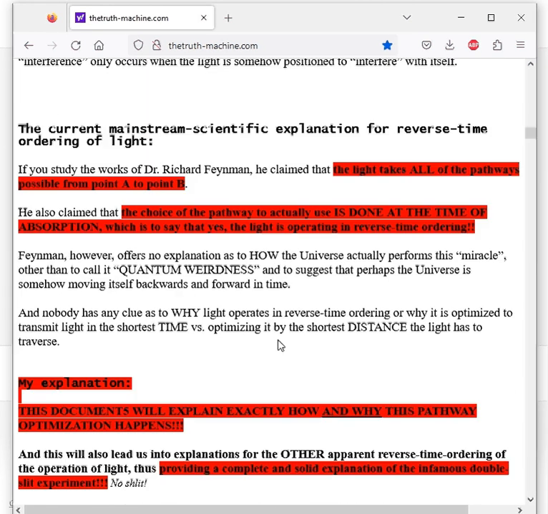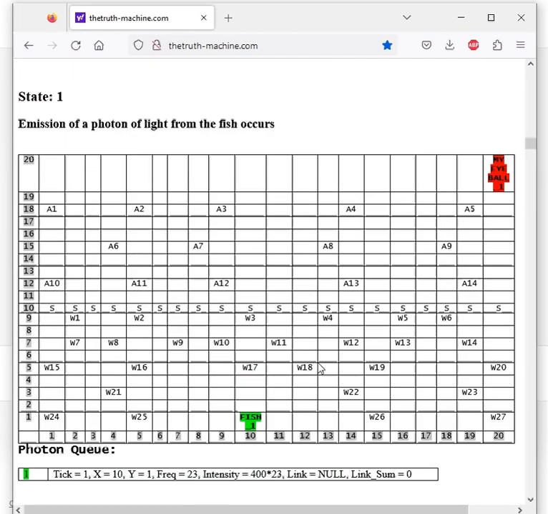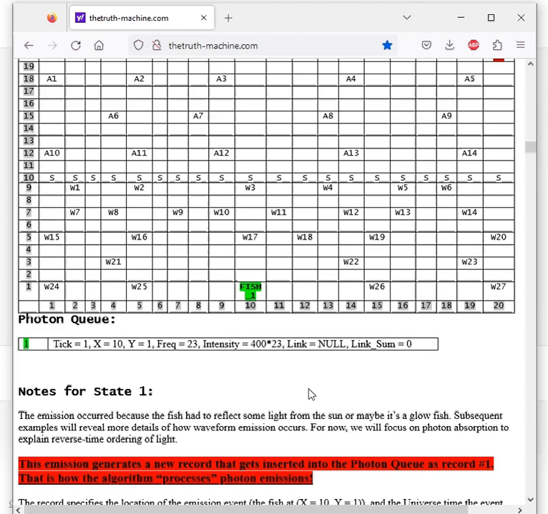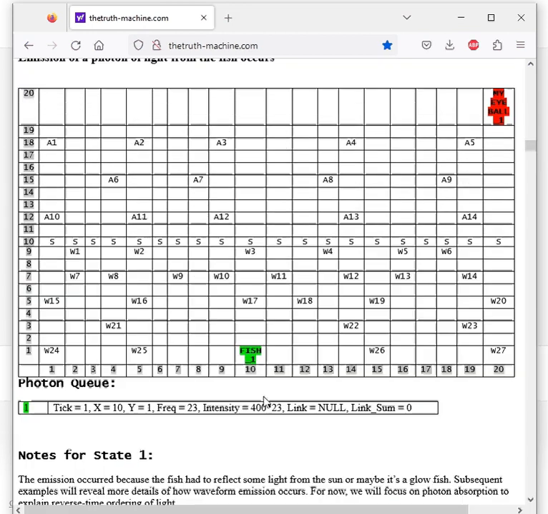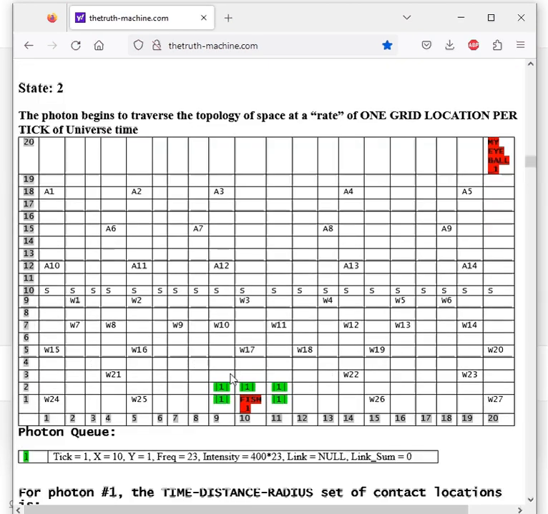I want to just really quick scan through this and show you what happens. In the first tick of time, the fish emits a photon, okay? And when he does that, that inserts a record in something I'm calling the photon queue, which declares the instantiation of this new photon in the universe. And I do that by storing it in a data structure here, okay? All right, in the next tick of time, the pathway of light starts to show itself. It starts to be emitted.